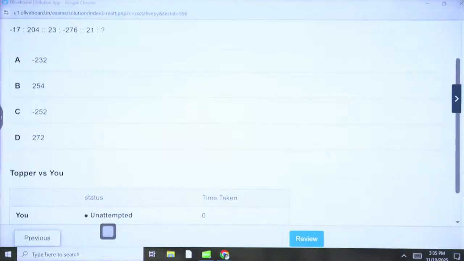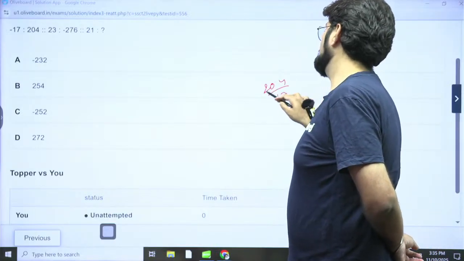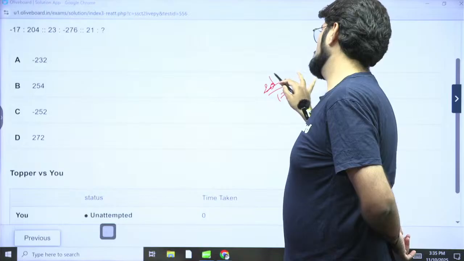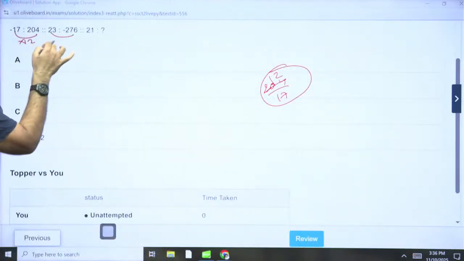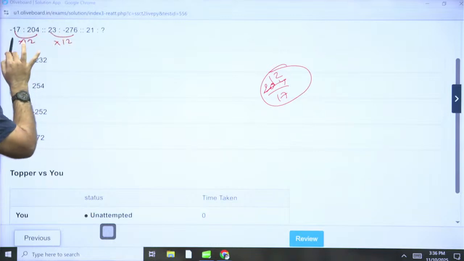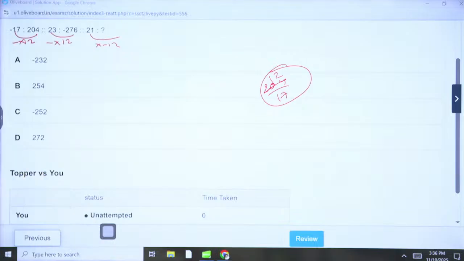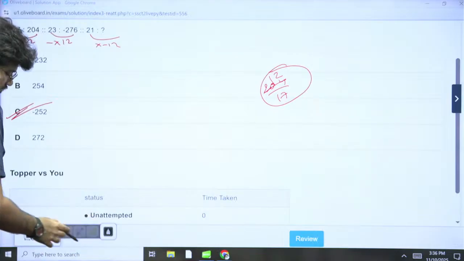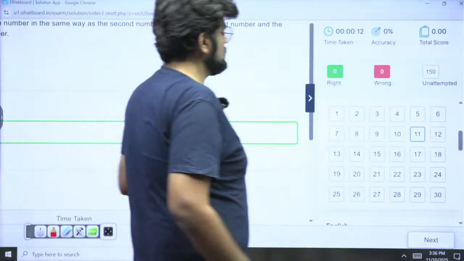17,204 and 23,276. Just divide them, no need to go through all of it. 3 and 12, we're going by 12. And this is also by 12. The sign is changing, so minus 12 and minus 12. So multiply this by minus 12. It's that simple. 210 and 42 gives 252, minus 252. Option C. Very easy question, just multiplying by minus 12. Perfect. 30 seconds. Very nice.